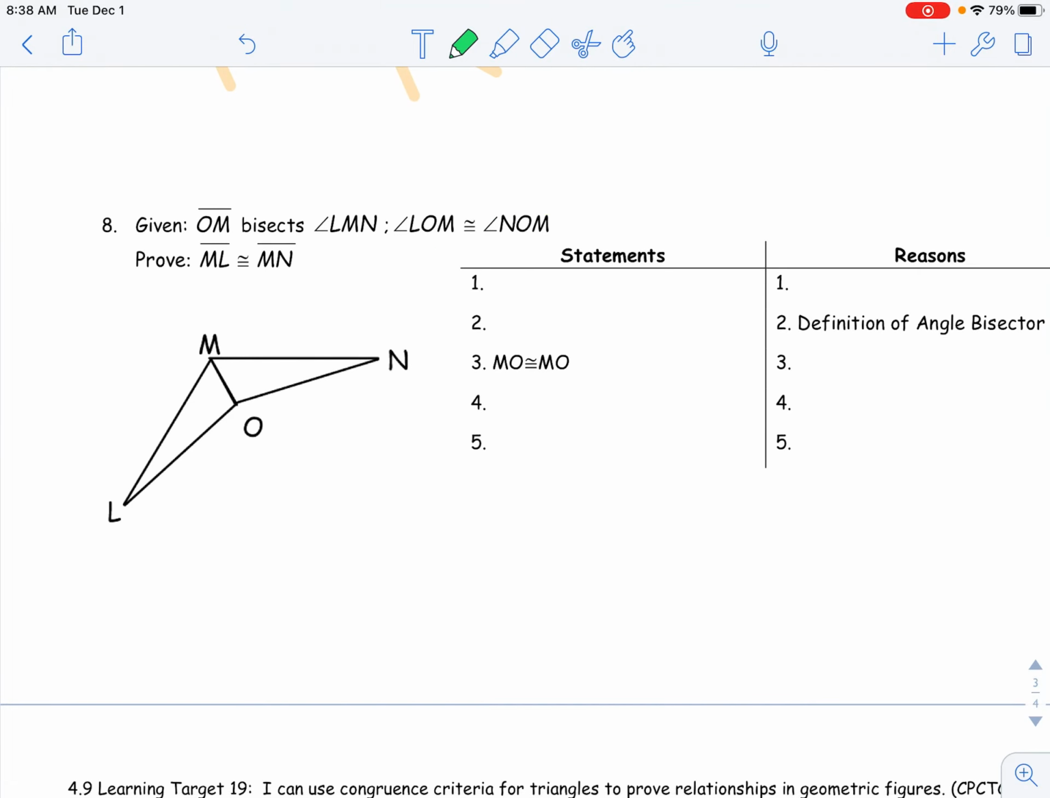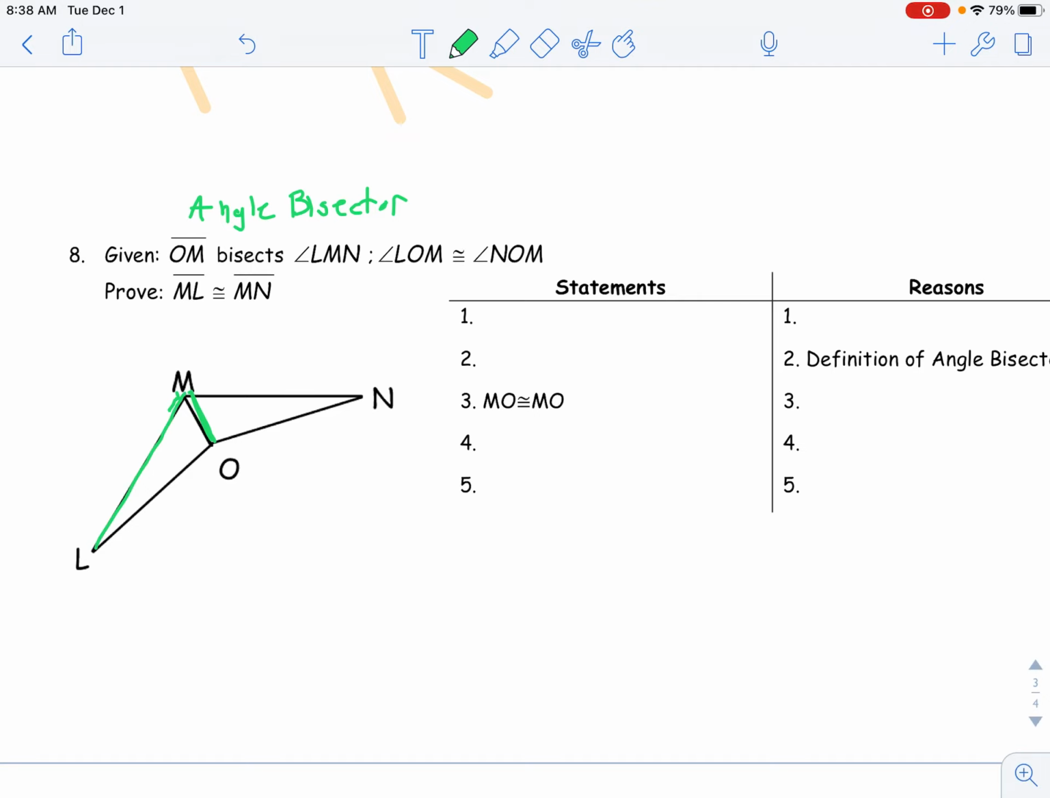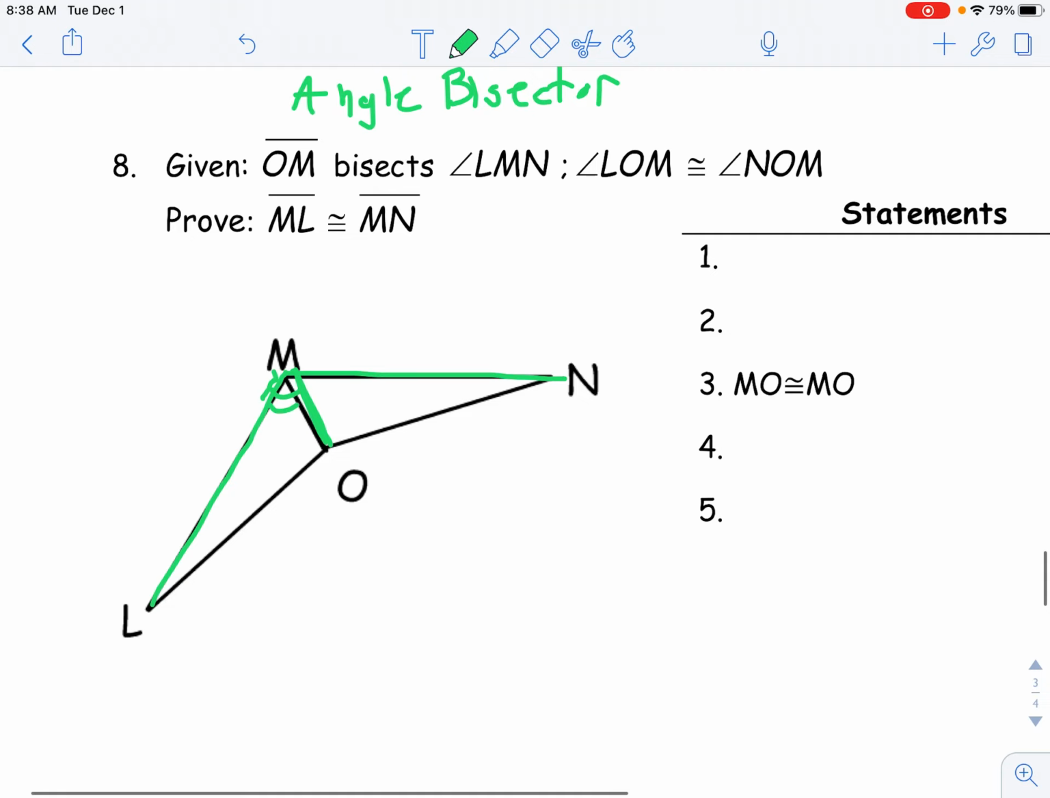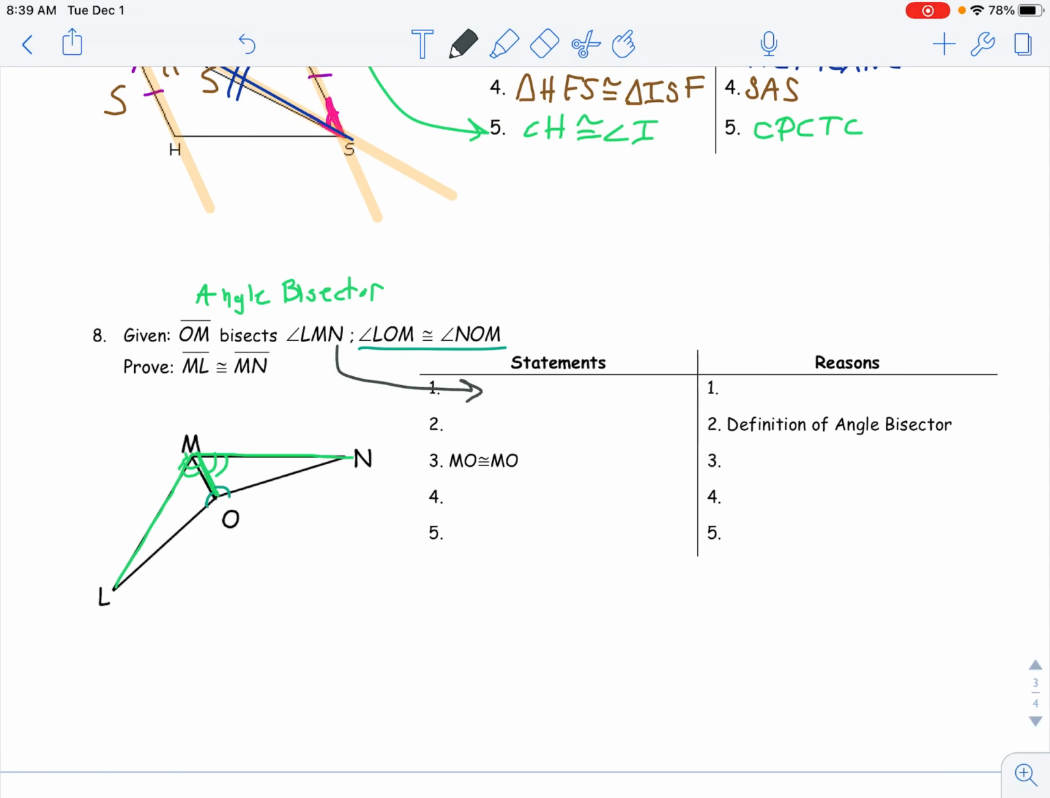Then the last proof of the day. OM bisects angle LMN. So this is an angle bisector. OM is bisecting this right here. If I can draw. My stylus wasn't working for a second. So I know that this angle and that angle are going to be congruent. It's telling me these two angles are congruent. But before I get too excited, let's actually start writing this out.